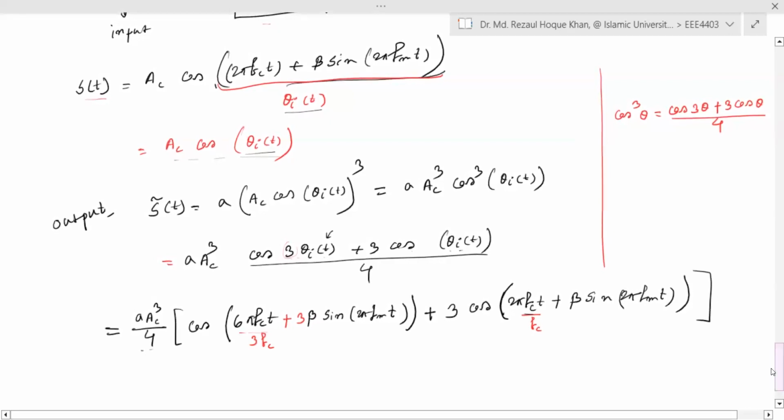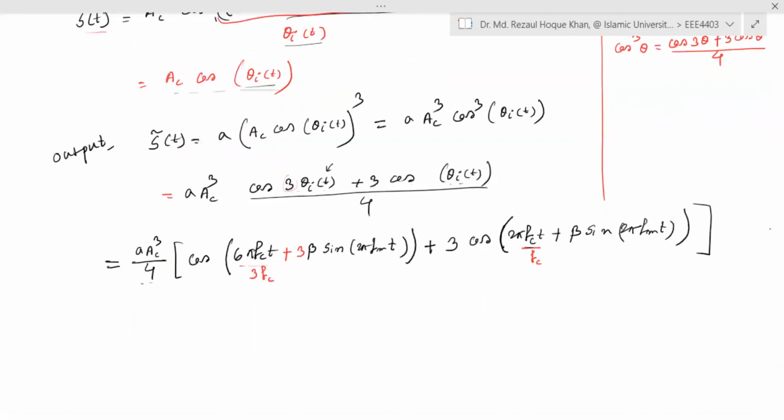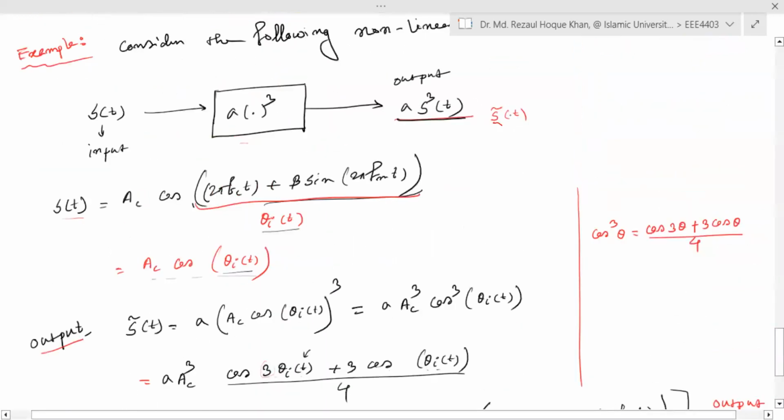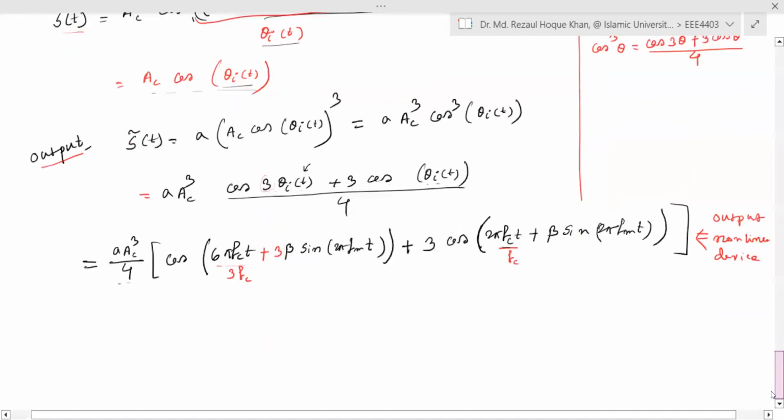This signal is nothing but the output of the nonlinear device. So this is the output of the nonlinear device, for example here s tilde(t), which is actually this one.